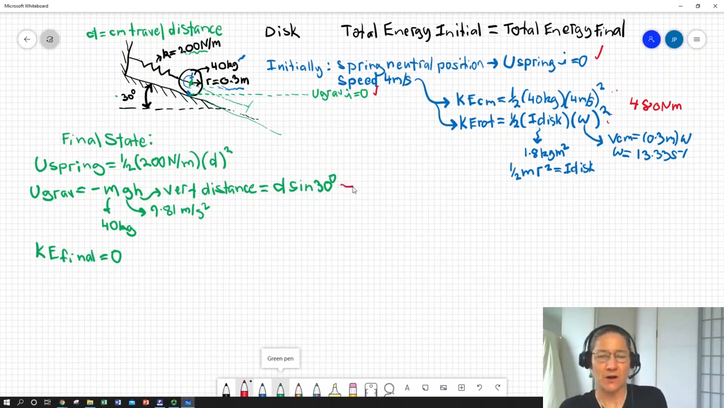So as it turns out, our gravitational potential energy that we lose, so the work of gravity done on our disk, ends up being 196.2 newtons times whatever that max distance is. So this ends up giving us an expression in terms of d. So we can say this 480 Newton meters is going to have to equal the sum of this plus that.